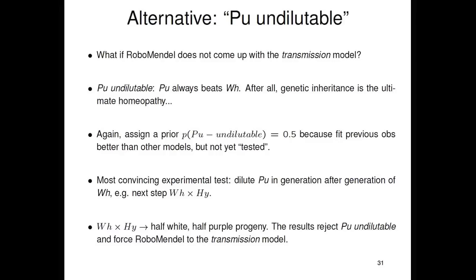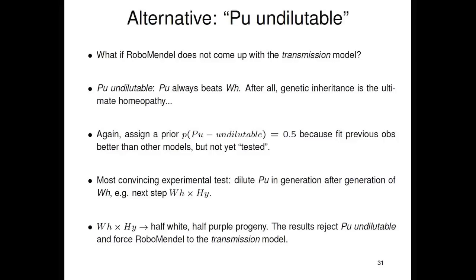So you could think of this as being something like, well, we've got one purple parent, we cross it against white, we end up with purple, we cross that against another white, we still get purple, we cross that against another white, we still get purple. You could be thinking of it like taking one drop of purple and diluting it in an ocean of white, and asserting that it will never dilute out.